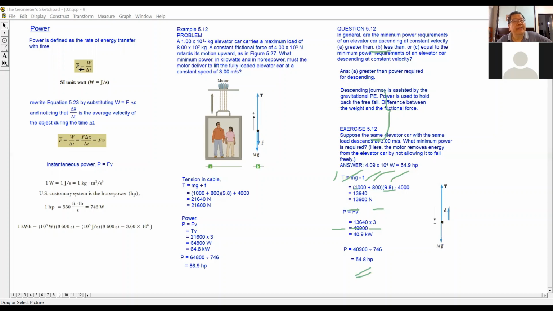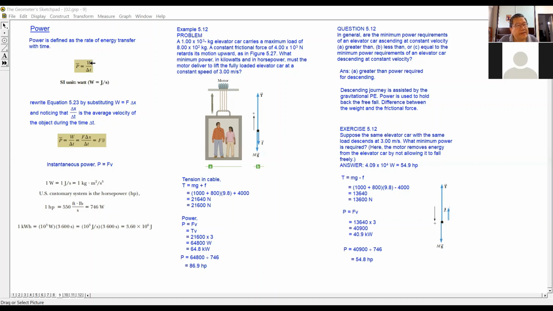The bar means the average power is the energy or the work done divided by the time taken. So it's W, the work done, divided by delta T. Delta T is the time taken. The unit for power is watt or joule per second. The whole thing here, joule per second, is 1 watt. This is equation 5.23.